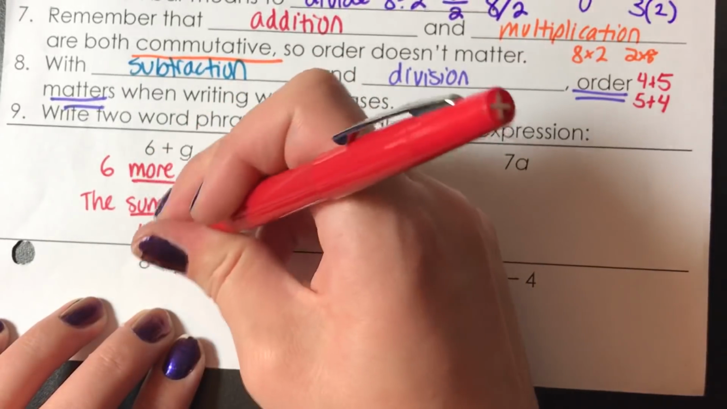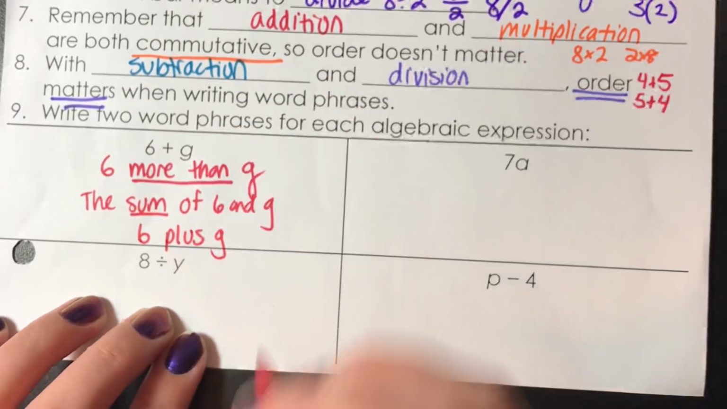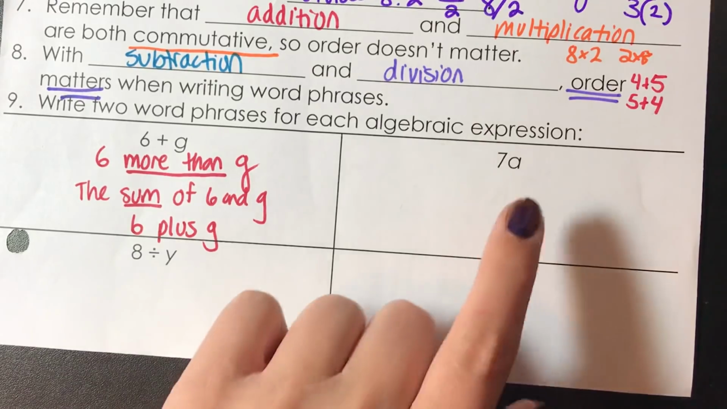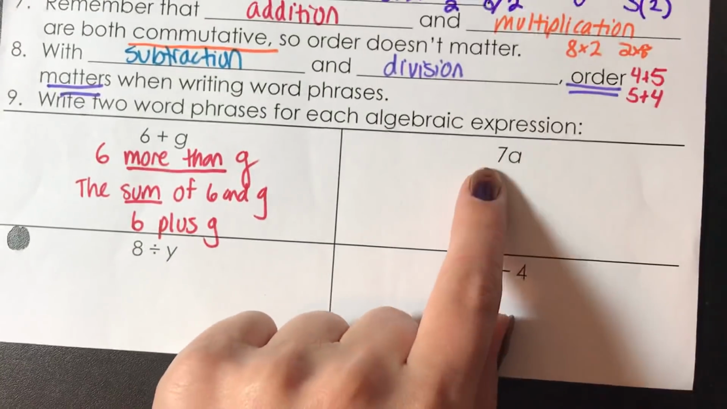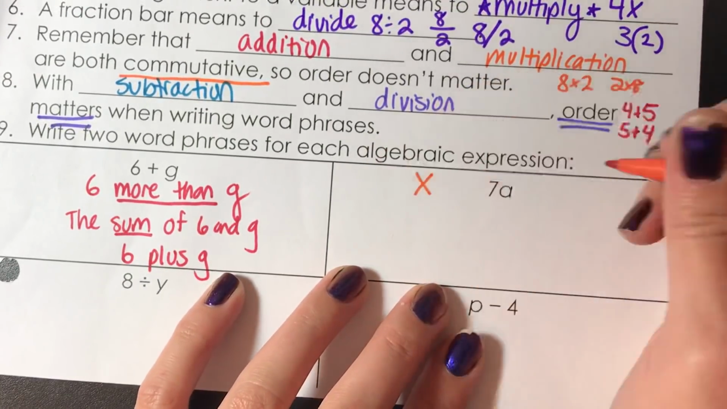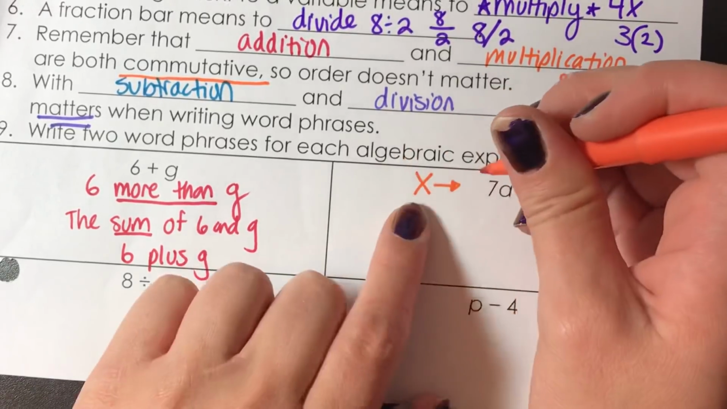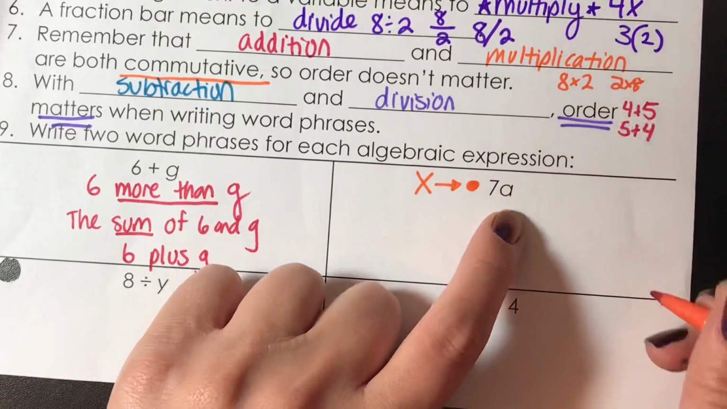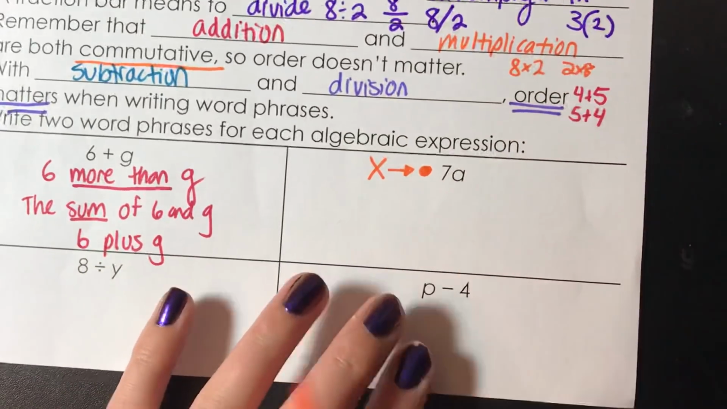You could also have 6 plus G. And remember, at any time, if you need to pause the video to get these down on your paper, you absolutely can. 7, smack next to A, that's a clue that we need to multiply. But remember, we're not going to put X, because that could be mistaken for a variable. Multiplying is going to be like a dot, or like here, it's smack next to each other.